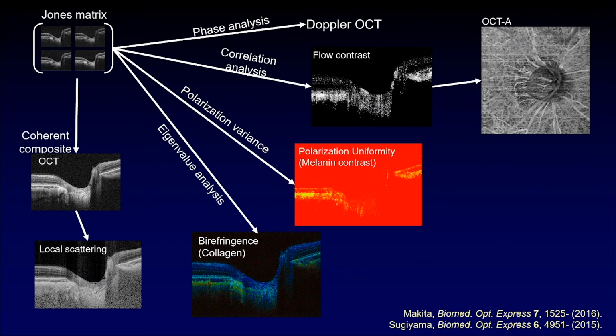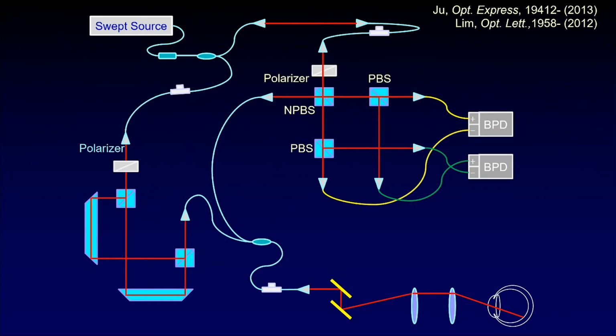Okay, so then maybe your next question is how we can measure the Jones matrix. And for this, we introduce two hardware tricks to optical coherence tomography. Here is an example of the swept source optical coherence tomography, the Jones matrix optical coherence tomography. So here is the light source, the sweeping light source.